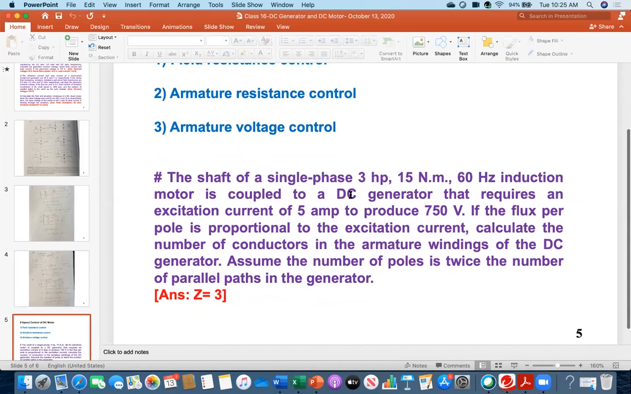The shaft of a single phase 3 horsepower, 50 Newton meter, 60 Hertz induction motor is coupled to a DC generator that requires an excitation current of 5 ampere to produce 750 watt. If the flux per pole is proportional to the excitation current, then calculate the number of conductors in the armature windings of the DC generator. Assume the number of poles is twice the number of parallel paths in the generator. So the question is, you have to get the number of conductors. Like I got the number of conductors is 3. That is the answer. So you have to get the G.